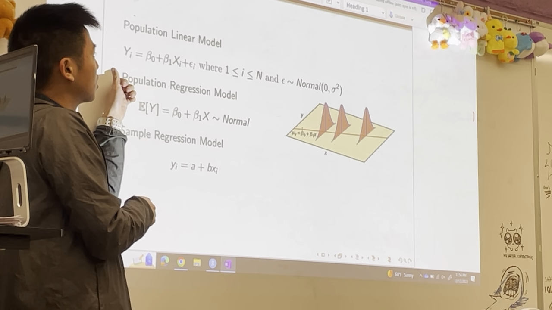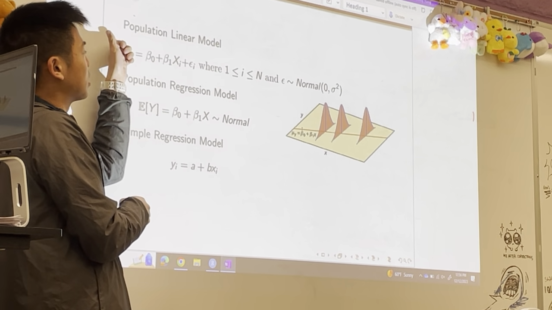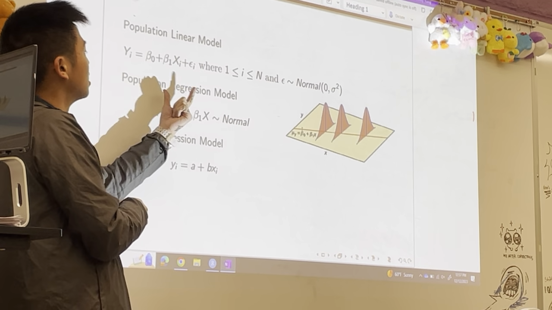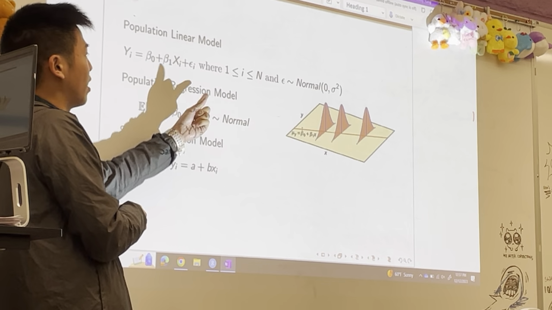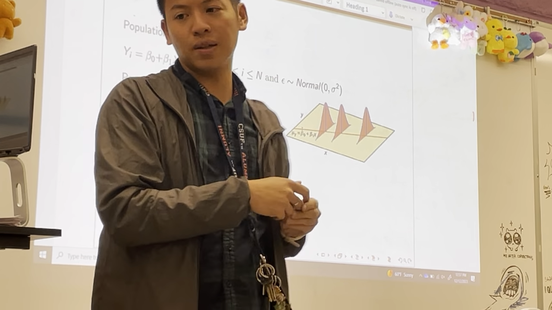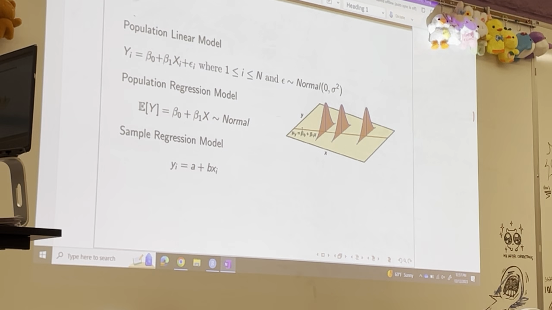Someone in first block asked, what's the difference between the population linear model and the population regression model? So the regression model is without the error term right there. And again, I didn't type this out correctly. This expected value should actually be the expected value of y given x. So in this case, it is actually the conditional expectation.